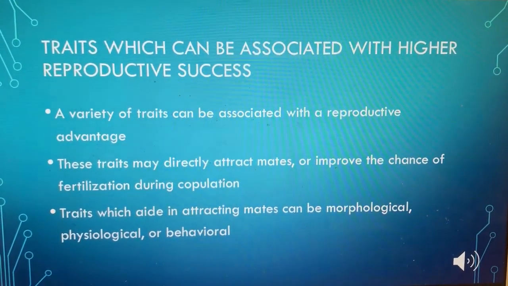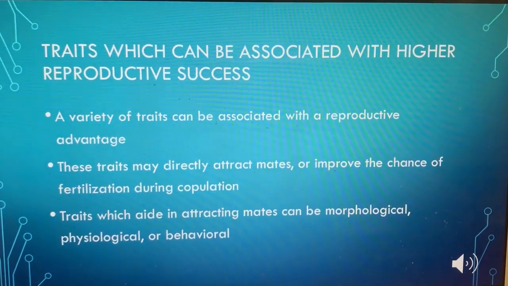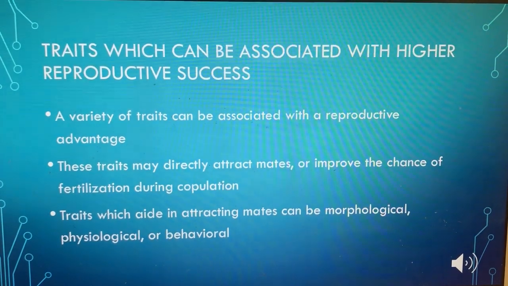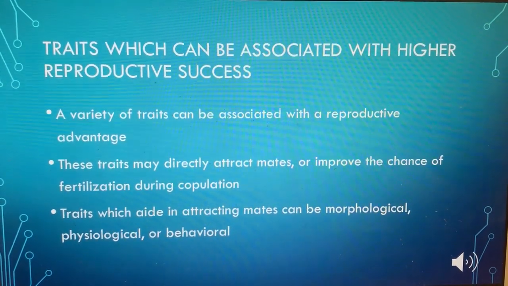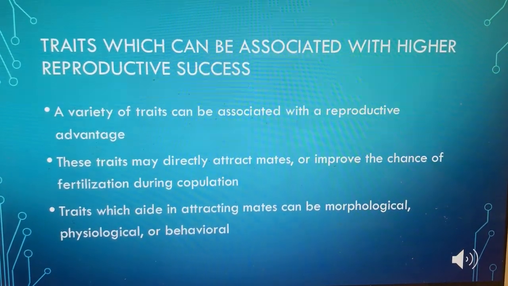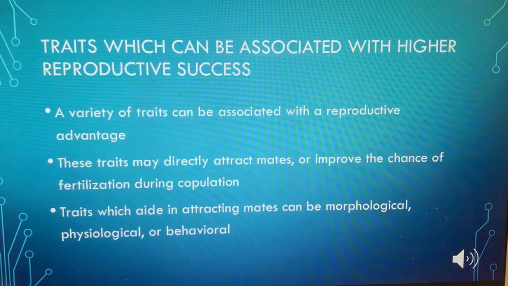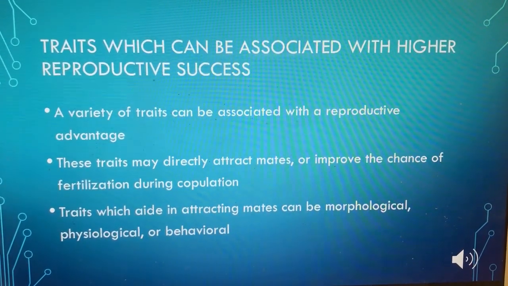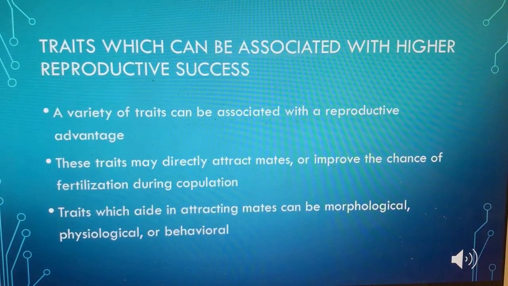So which traits can be associated with having a higher reproductive success? A variety of traits can be associated with a reproductive advantage. These traits may directly attract mates or improve the chance of fertilization during copulation. Traits which aid in attracting mates can be broken down into morphological, physiological, or behavioral traits.